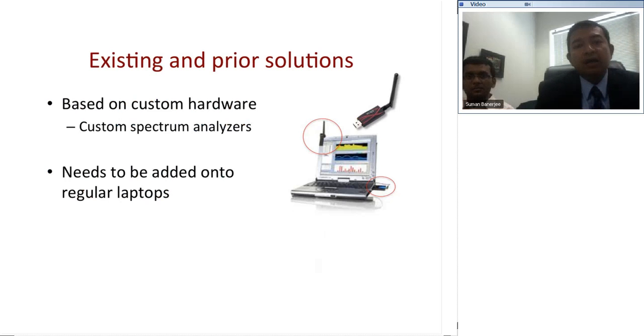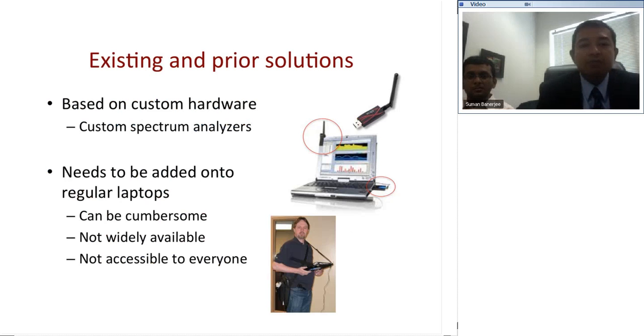So if you look at the current landscape of solutions that are out there, you'll see that most of them are based on custom hardware. Essentially, they're custom spectrum analyzers. And usually, you would need to add a USB dongle with the spectrum analyzer onto your laptop. And that can sometimes be cumbersome. The devices may not be widely available or may not be accessible to everybody.